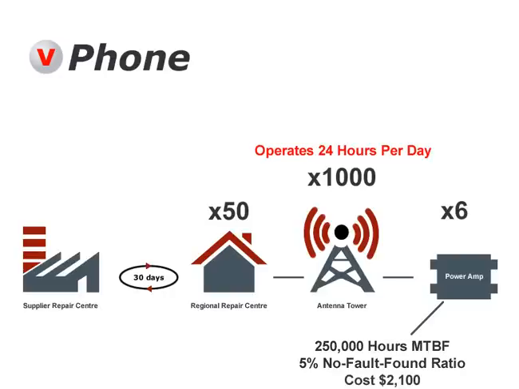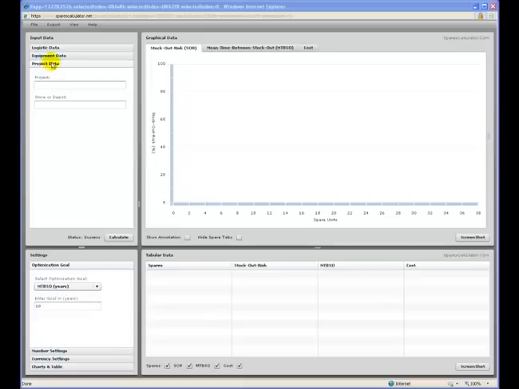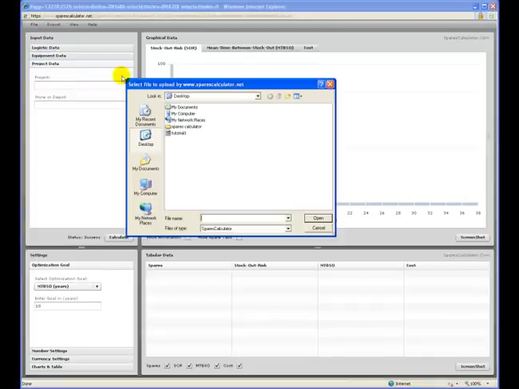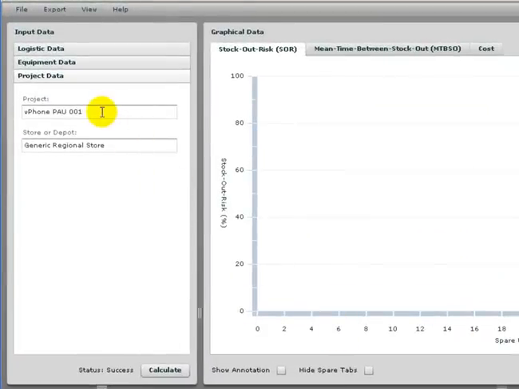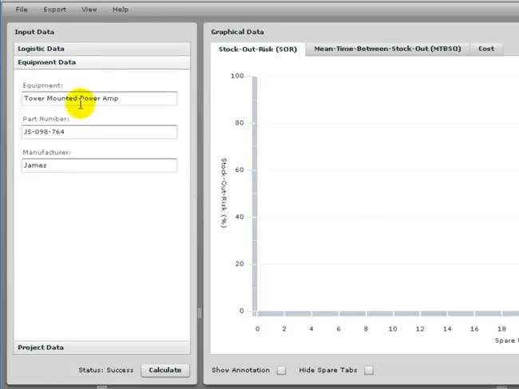Let's enter the data into Space Calculator. So, here we are at Space Calculator, and to save time I'm going to open up a file that I prepared previously. And there we are. Let's start with the project data. We're calling the project the VPhone PAU001. PAU stands for Power Amplifier Upgrade. And we're looking at one single generic regional store. The equipment is a tower-mounted power amplifier. This is a part number of JS9876 and is made by a fictitious manufacturer called James.